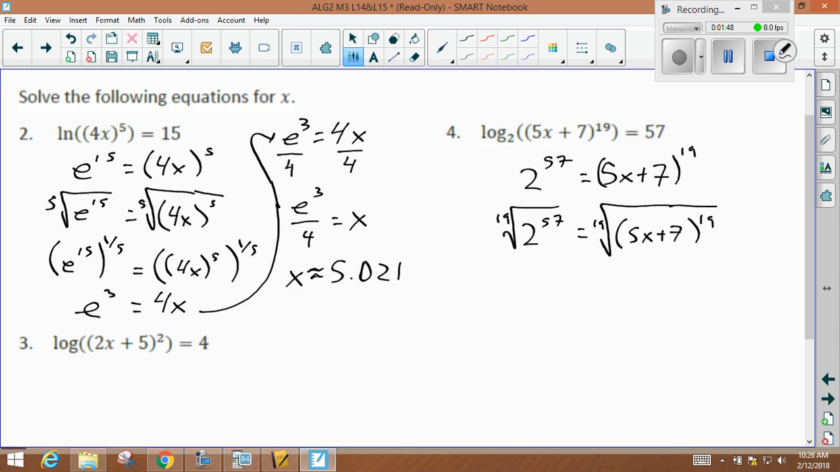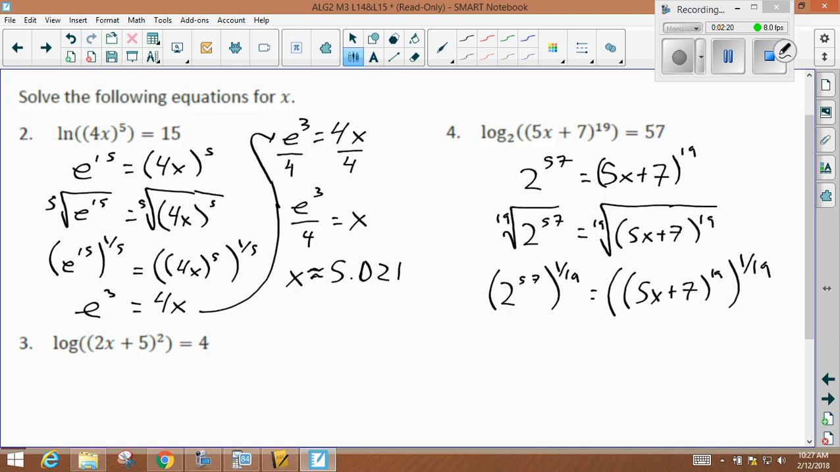What's that going to do? Well, let's write them as exponents and it'll be clear. So this becomes 2 to the 57th power to the 1/19th power. And this becomes 5x plus 7 to the 19th power to the 1/19th power, right? Let's go ahead and multiply those exponents.